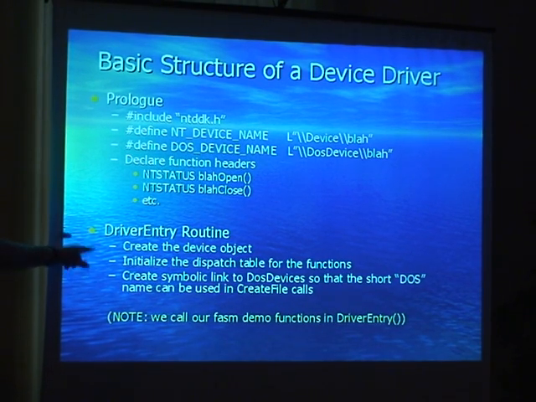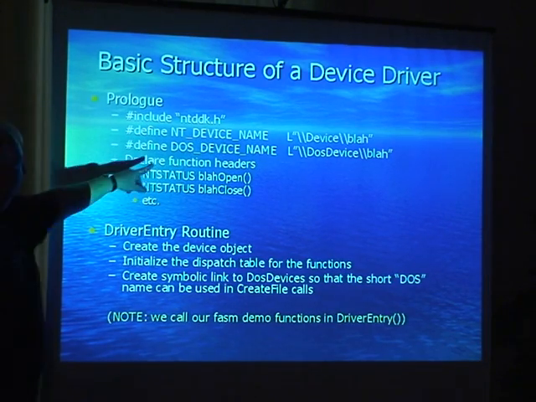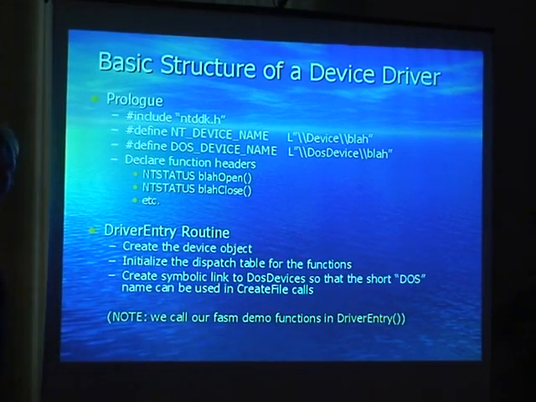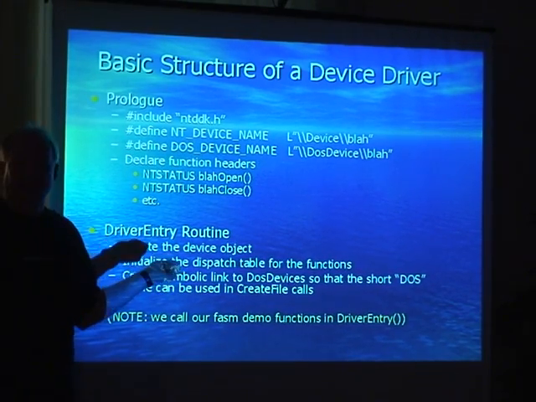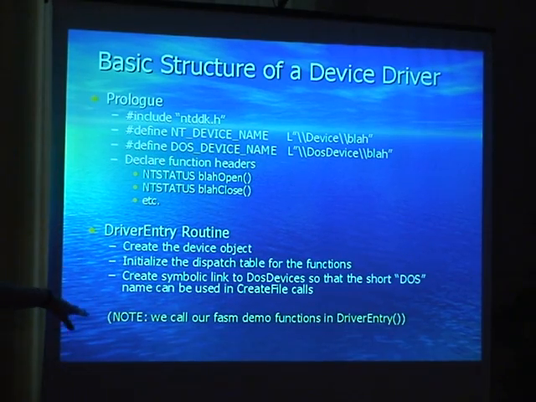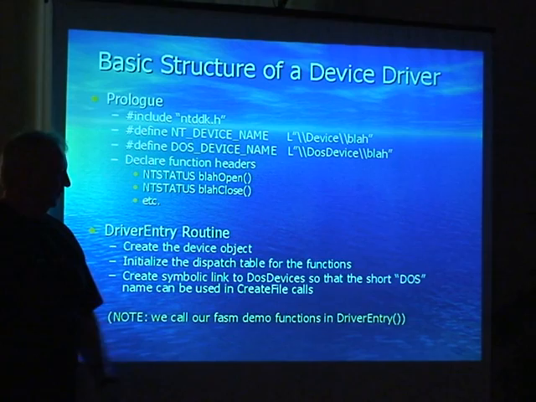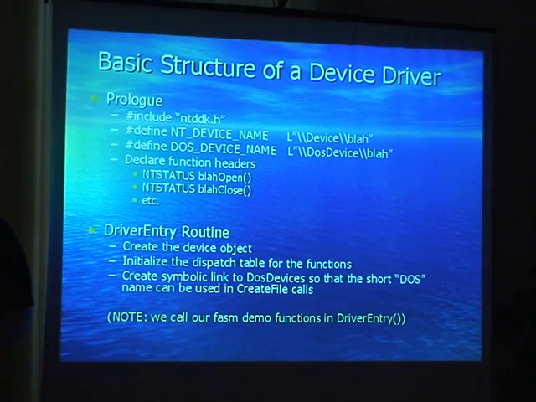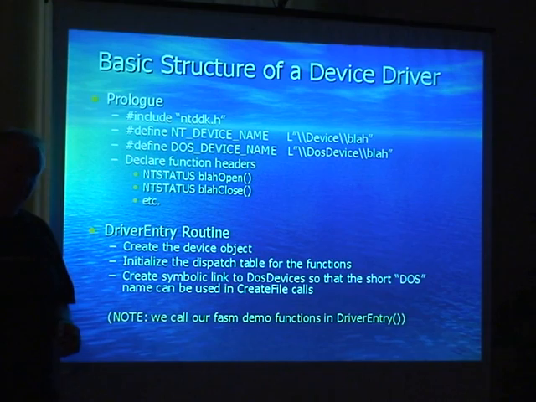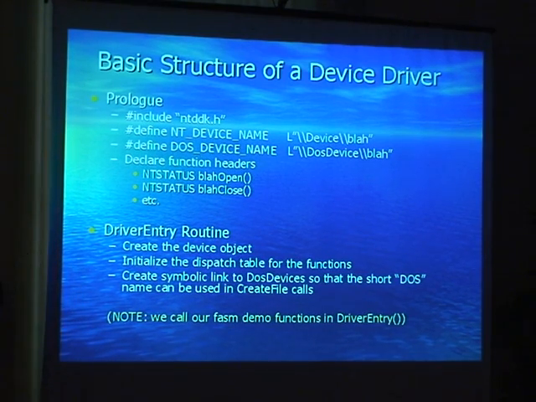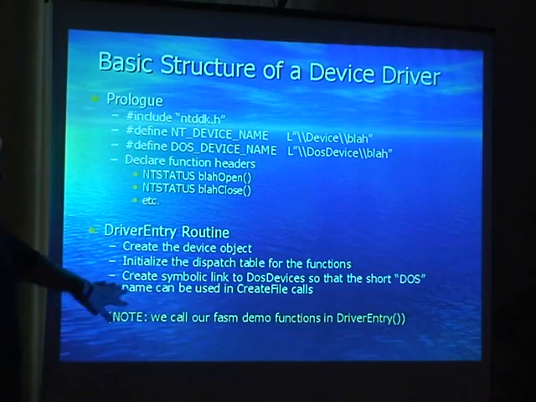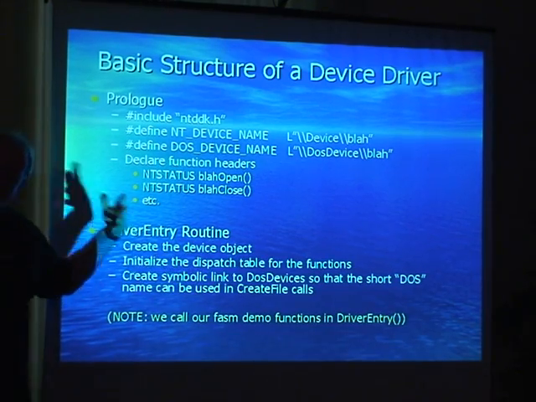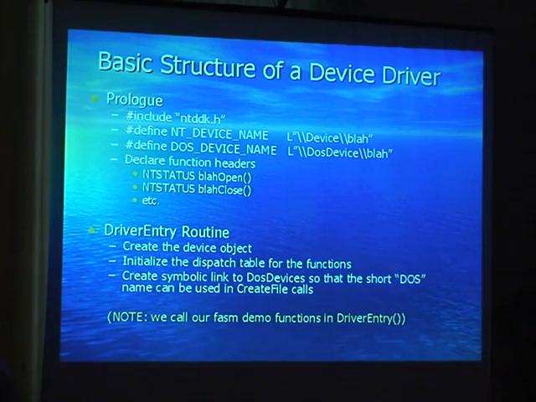You create symbolic links to these devices that you've created. In our example, what we've done is we have all of our fasm demo functions in driver entry. In production, it's probably best to have it in an on-device call so that you can have an application turn on or off your functionality as you need it. But we put it in the driver entry because we want it to happen as soon as we load our driver.